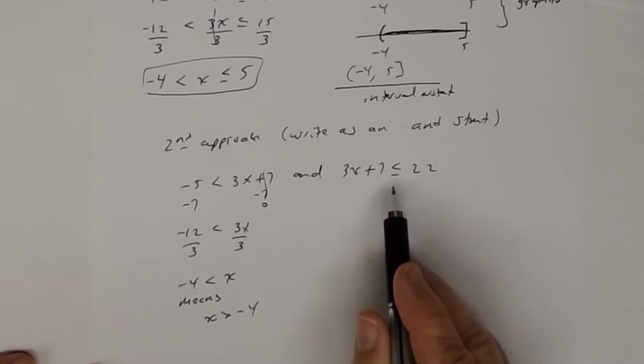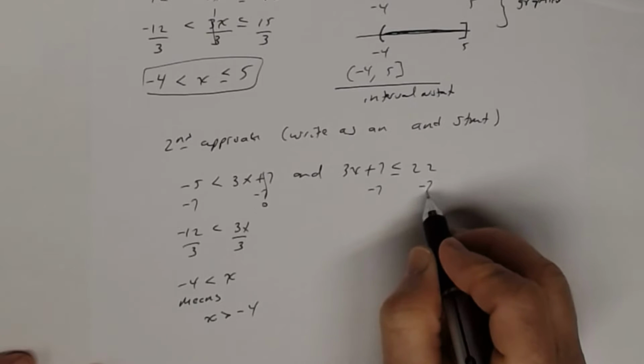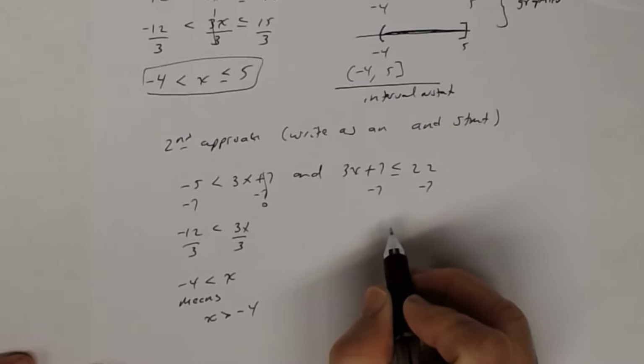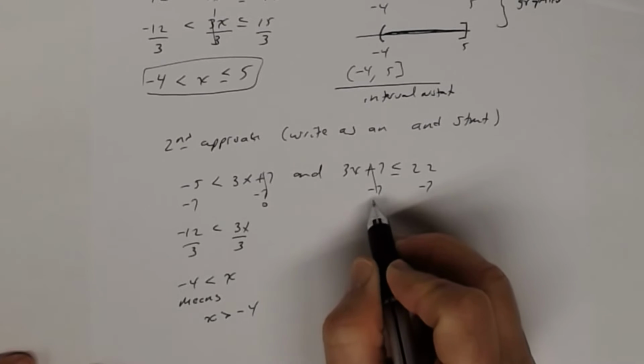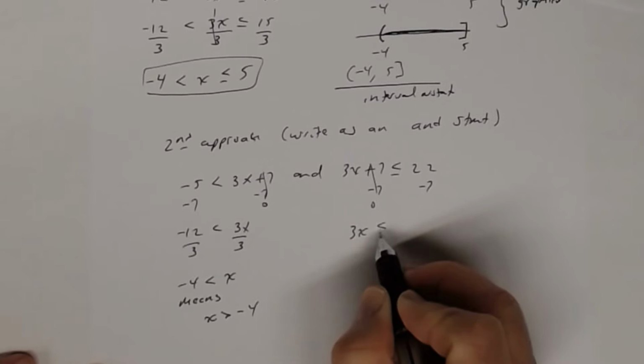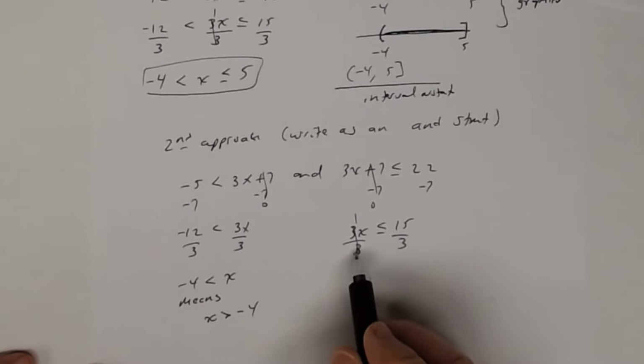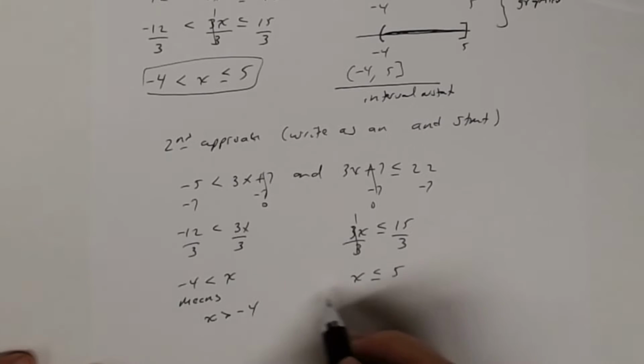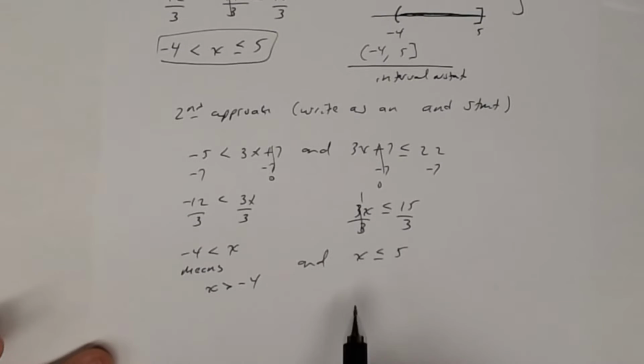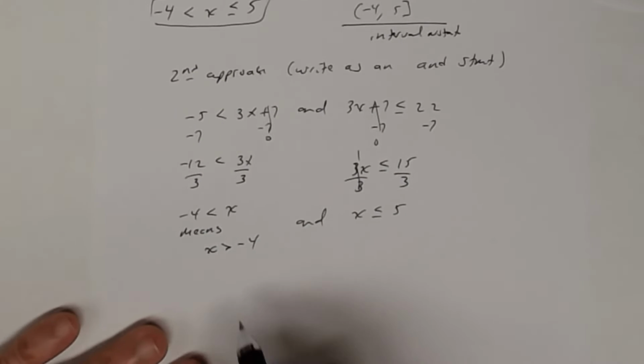Over here, if I solve this linear inequality, subtract 7 from both sides, and combine like terms, I get 3x is less than or equal to 15. Divide both sides by 3, and then simplifying, 3 divided by 3 is 1. 1 times x is x. I get x is less than or equal to 5. But remember, that's an and statement. So when you think about an and statement, you think of intersections.